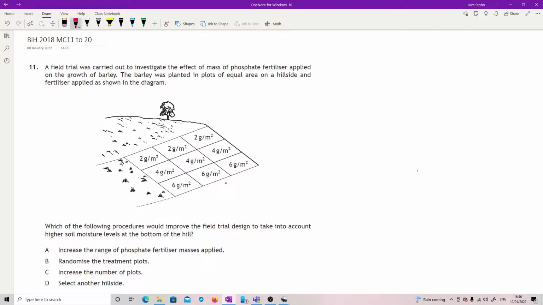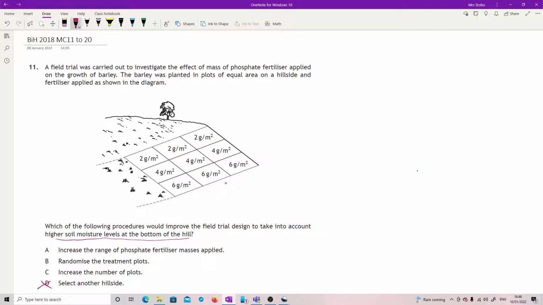Okay, can we get rid of D straight away? Because that's kind of obviously wrong, hopefully. You would see that just picking another hillside is not going to get around the fact that we have higher soil moistures at the bottom of hills, because it would surely be the same problem on another hill. So D is not in there.